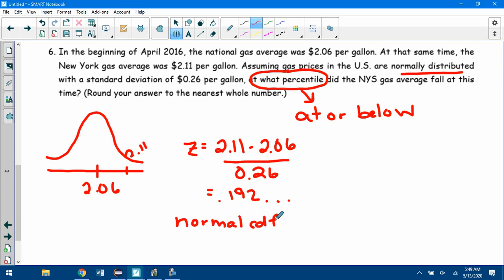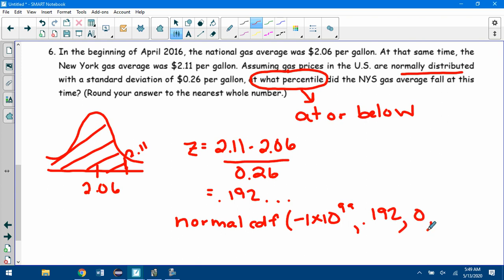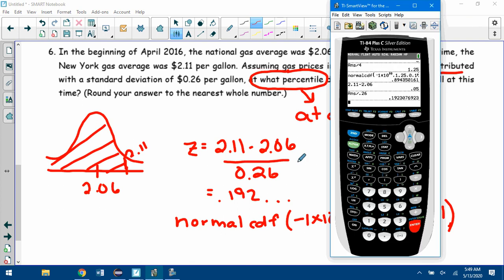And if I'm looking for a percentile on my picture, I'm always shading below, because percentile means at or below. So it's going to be that negative 1 times 10 to the 99th number again for negative infinity. My upper value is going to be that 0.192 number. We standardized it with a z-score, so comma 0, comma 1. Let's see what we get.